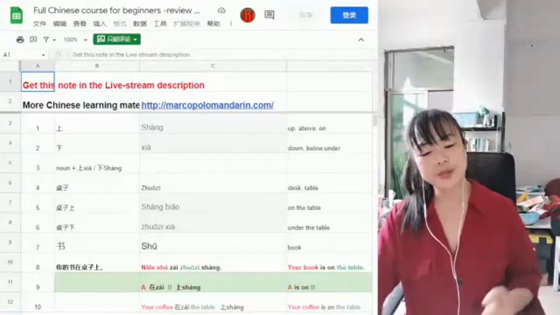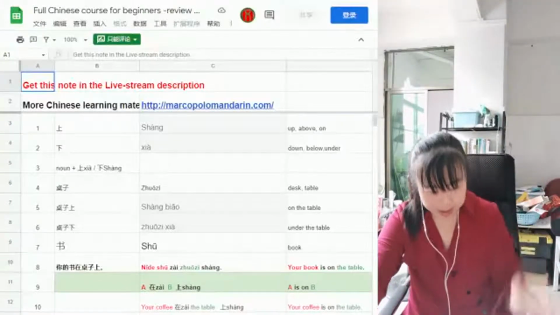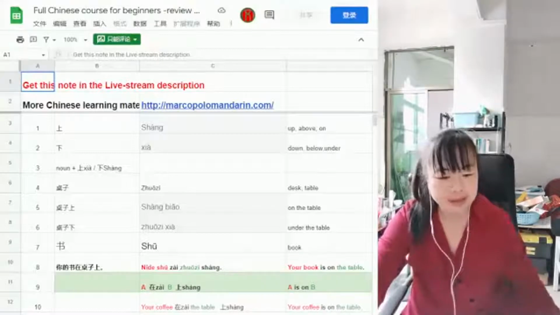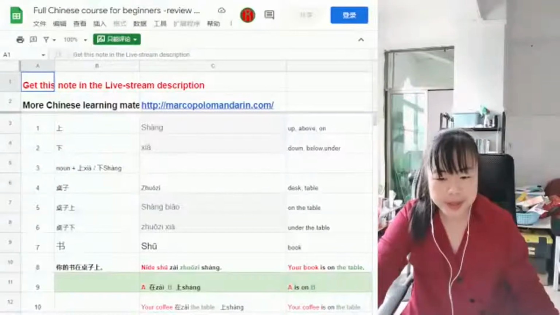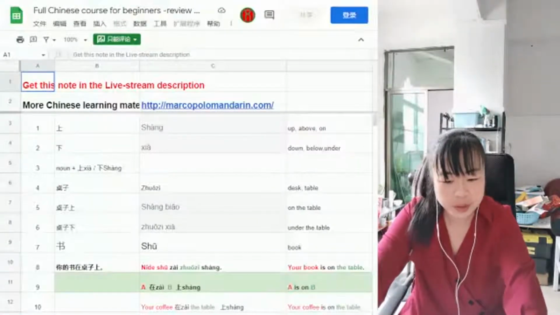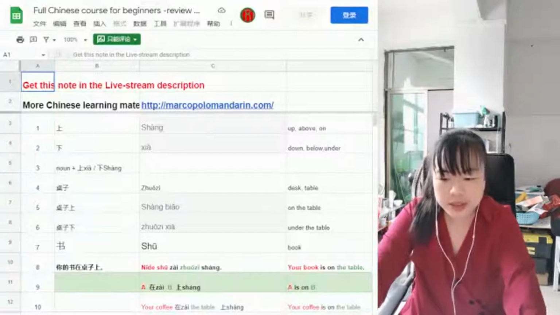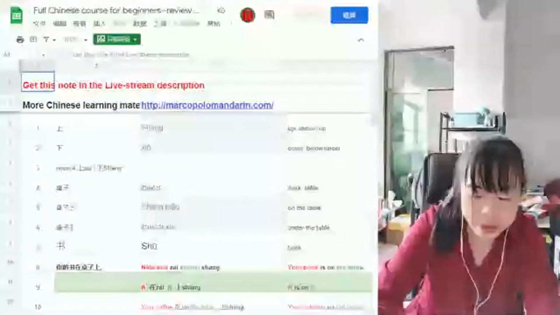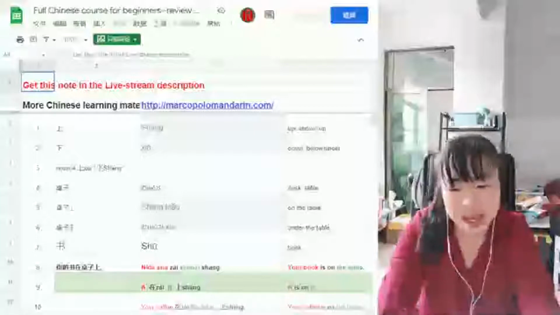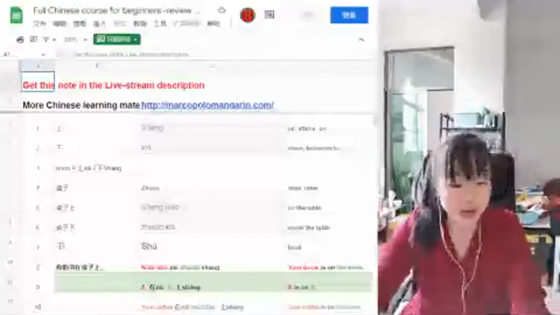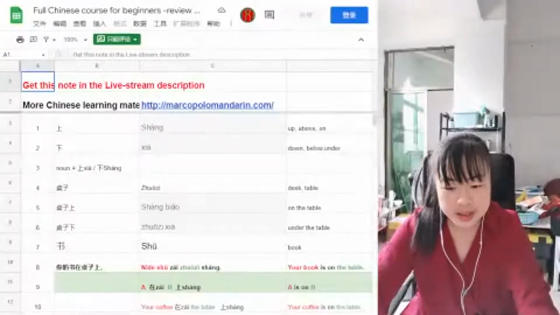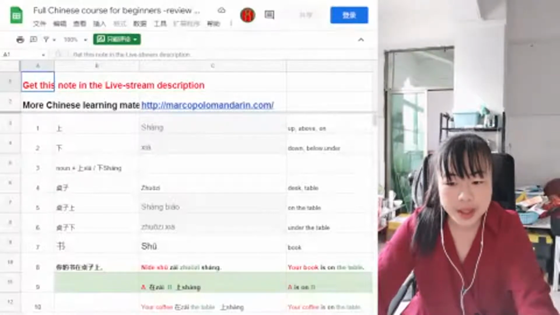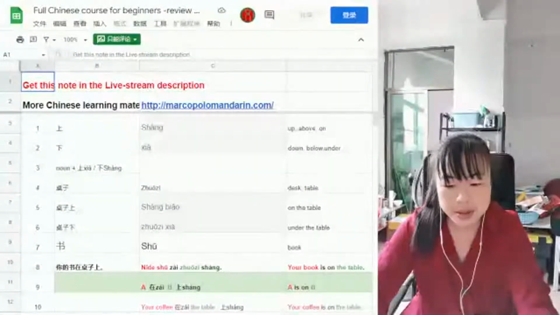Okay, according to the pattern we learned just now about 上 and 下, I copy and paste here. If we want to say A is in B, we also have two ways to say it, right? A, we mark it as red, and B, we mark it as green.